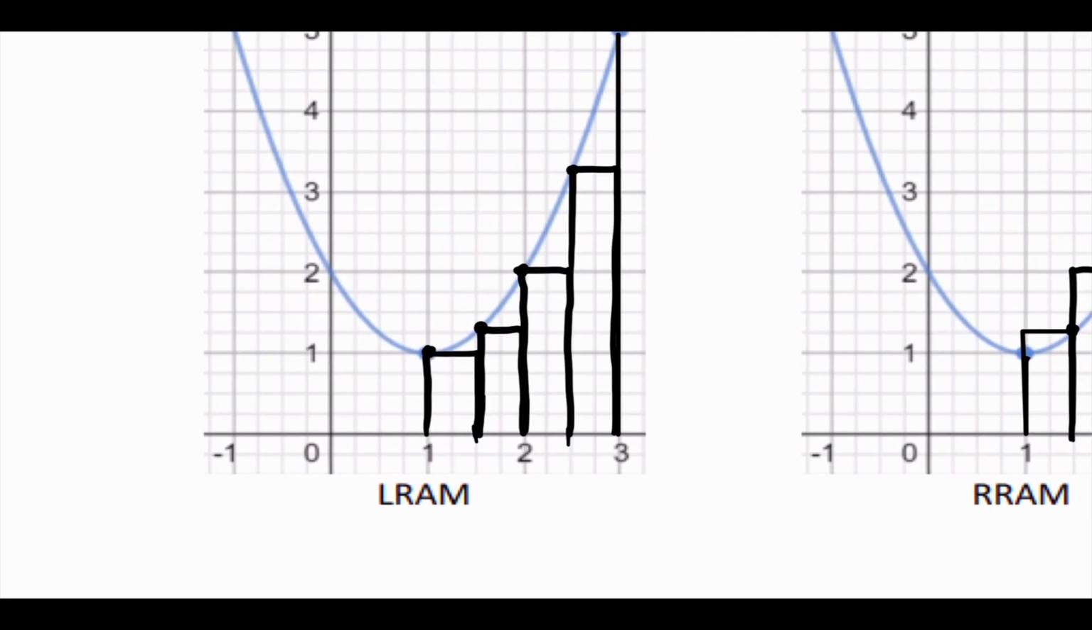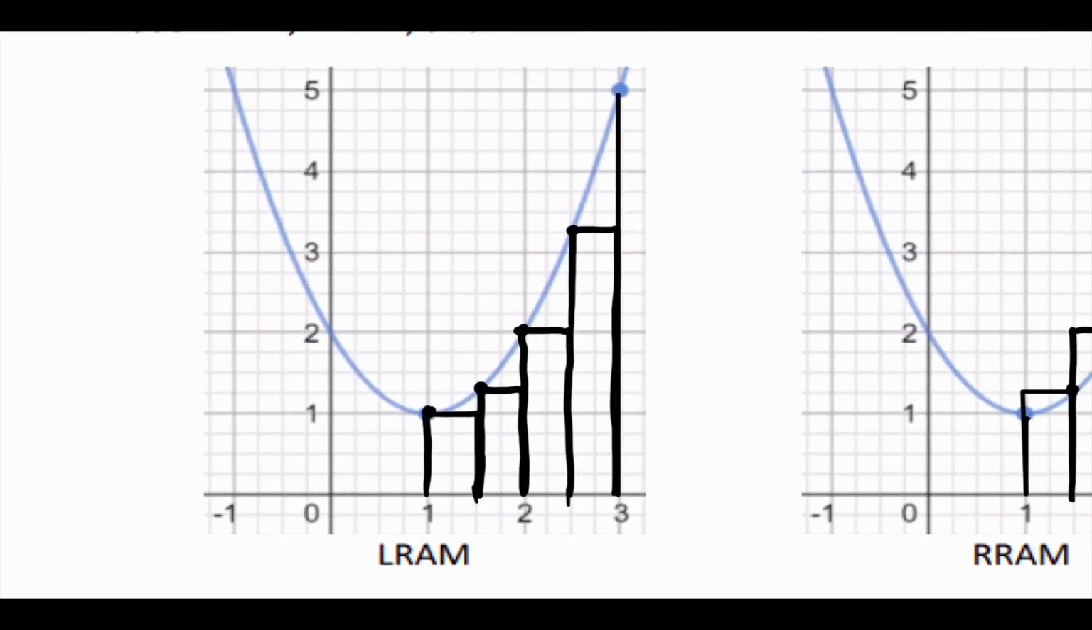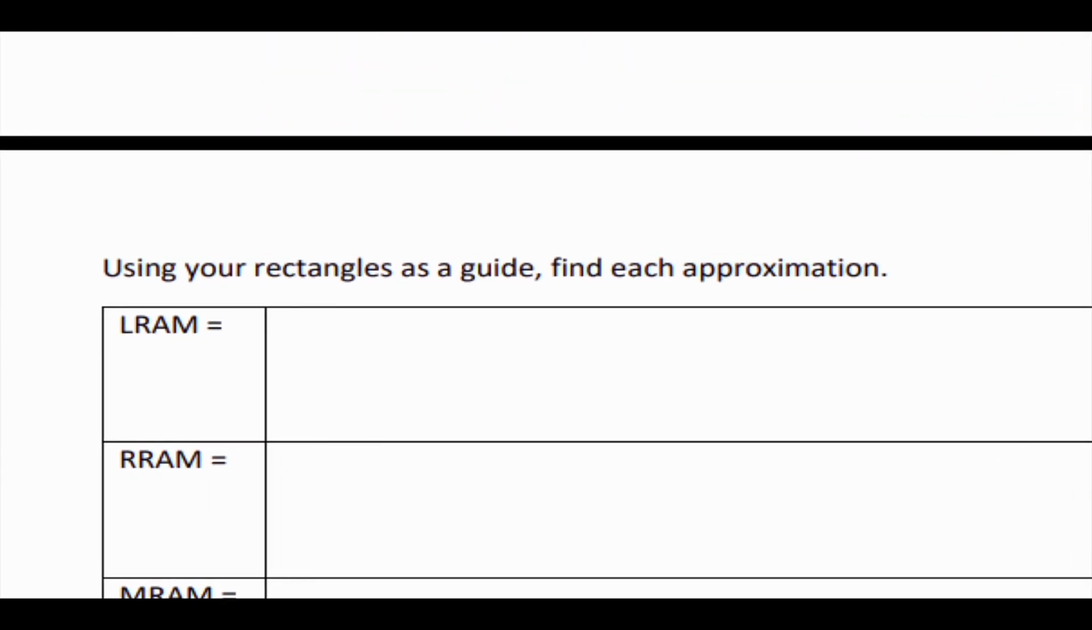Okay. All right, so let's start with LRAM. So the first rectangle, the width is 0.5. The height, which side, for LRAM, which side determines the height? Left, right, or middle? Left. So we're only going to look at the left side for the height here. The right side did not determine the heights. Okay, so for LRAM, got 0.5, right? Times how high? 1, right? So 0.5 times 1. That's the first rectangle.